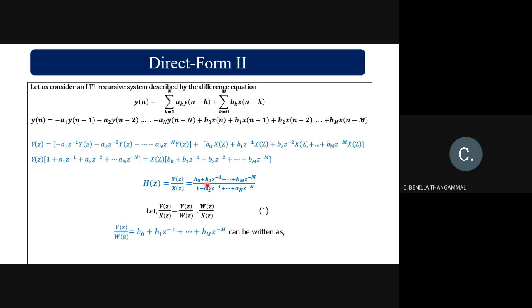So now I'll be equating this. So Y of z divided by W of z, W of z divided by X of z into 1 divided by 1 plus a1 z inverse plus this denominator. So this Y of z divided by W of z is equal to the numerator you get. So now I'll be getting Y of z is equal to, multiplying this denominator to this side, b naught into W of z, I got it. So now I got the first equation, Y of z is equal to something here.